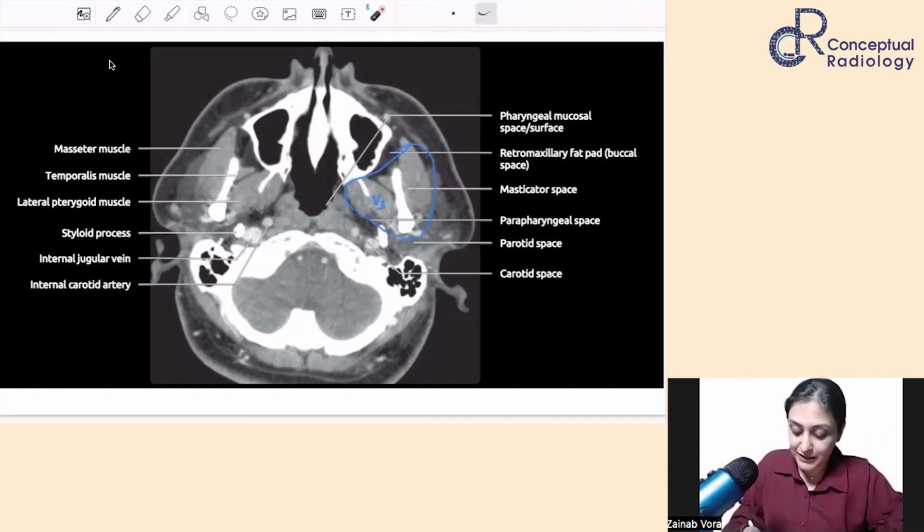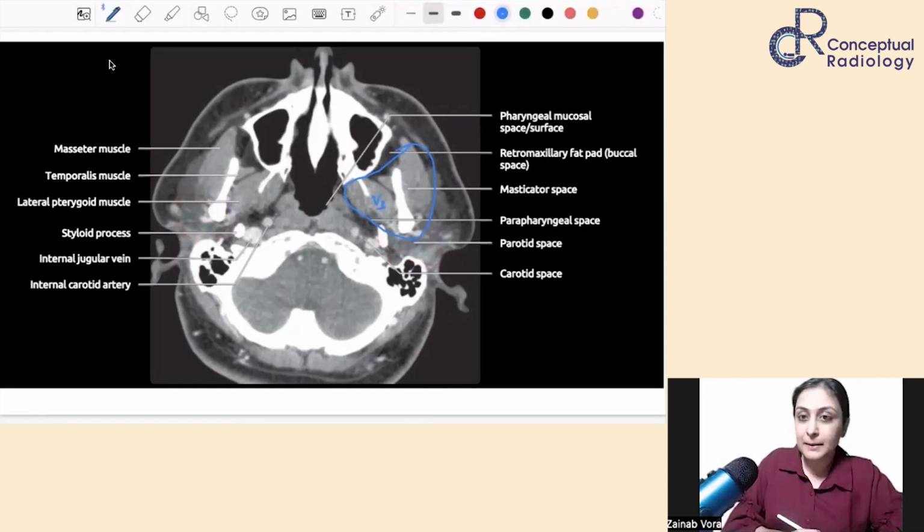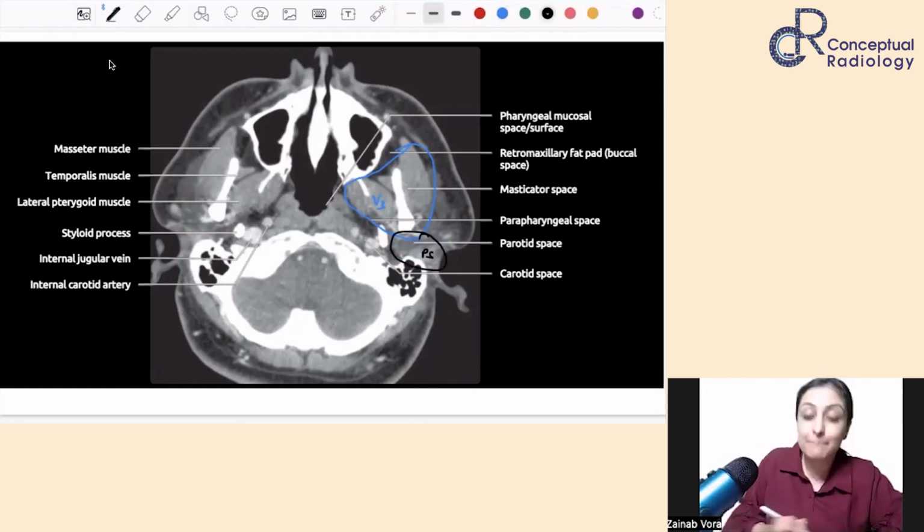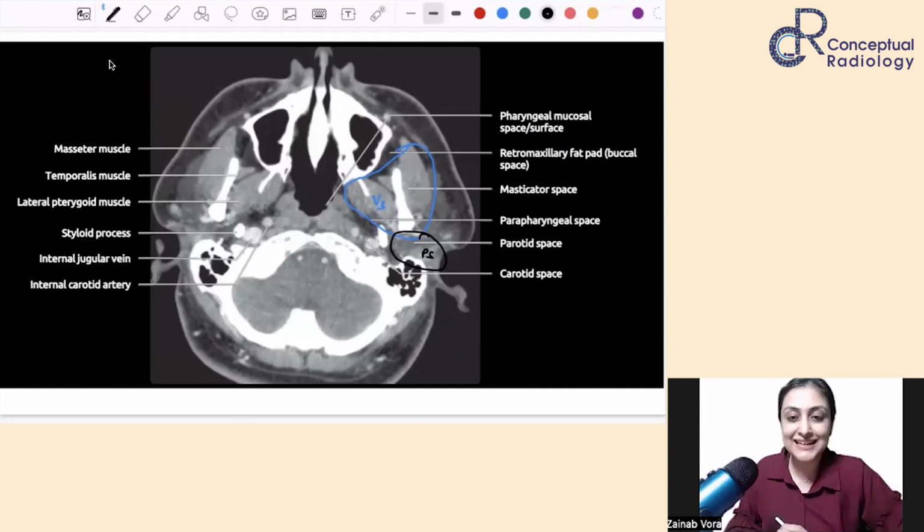Clear? Now tell me, what is this space here? What is this space behind the masticator muscle? Behind. This is the parotid space, right? So this is my parotid space here behind my masticator muscle. Okay, so this is parotid. Parotid space has parotid gland. Okay, so that's all that I need to know here. We will see the details, what lives within the parotid gland, in a while. So this is parotid space.